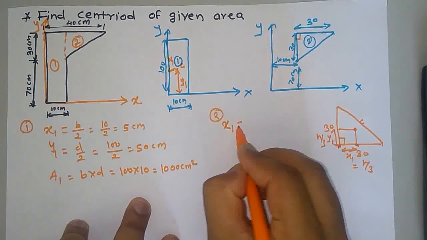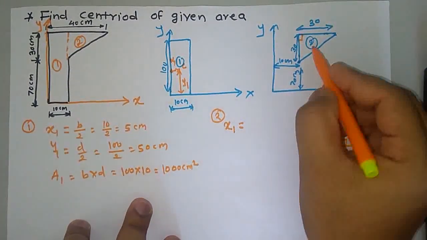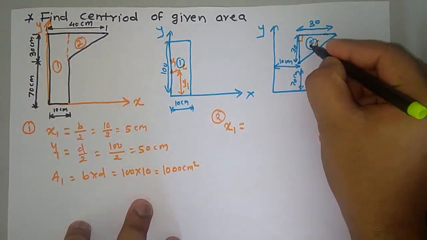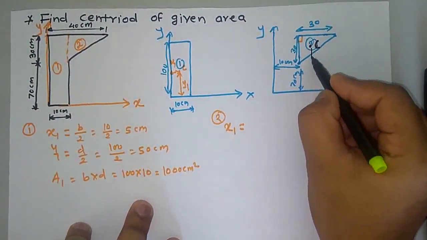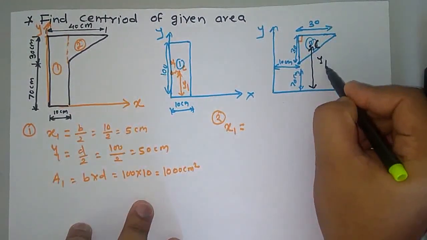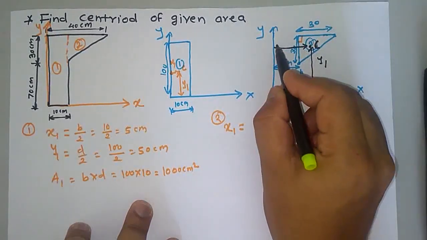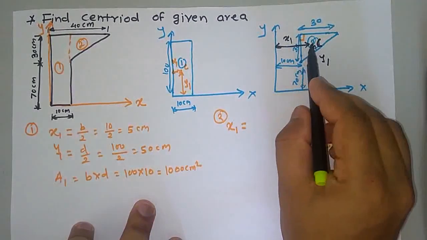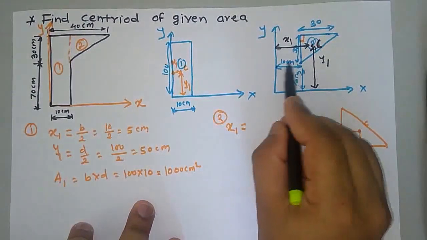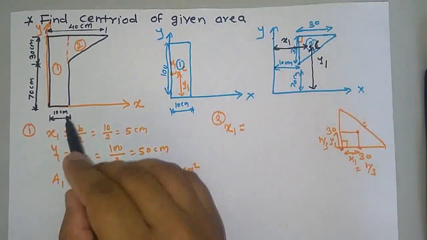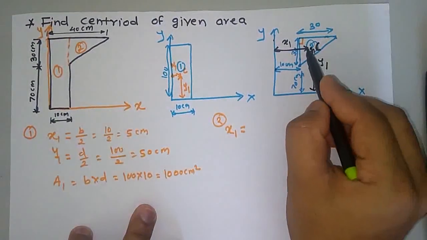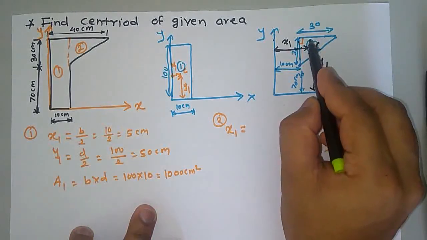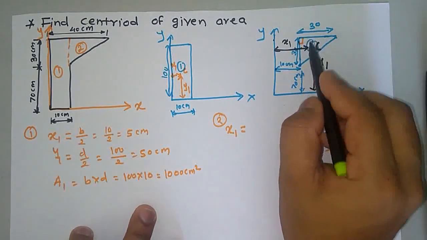So here x1, suppose the centroid is somewhere here. We need to find that location. So here it is our y1 and this is x1, right? So first we will calculate x1. What is this dimension in total? From here to here it is 10, given. So you can see here it is 10 given. Now we need to find this location, this much. From this right angle we are measuring, so h by 3.